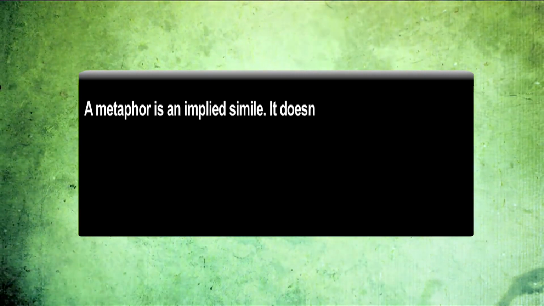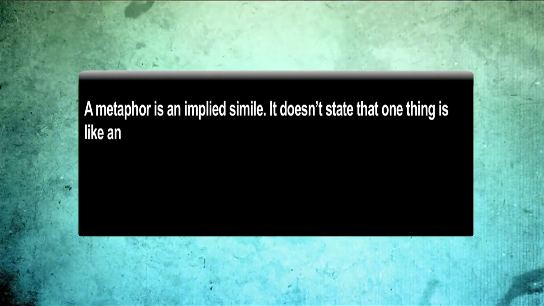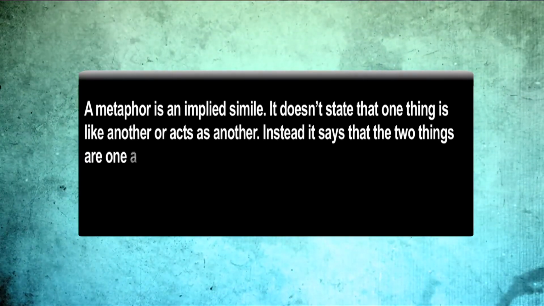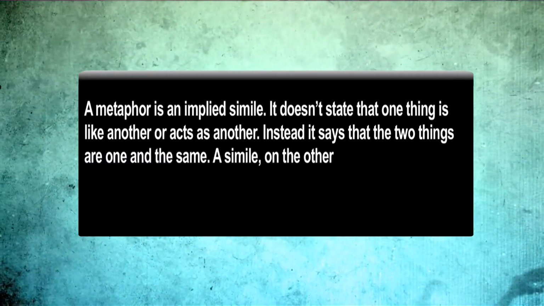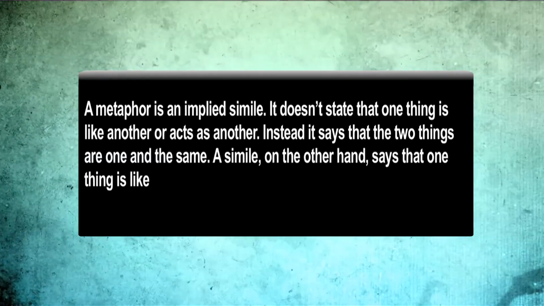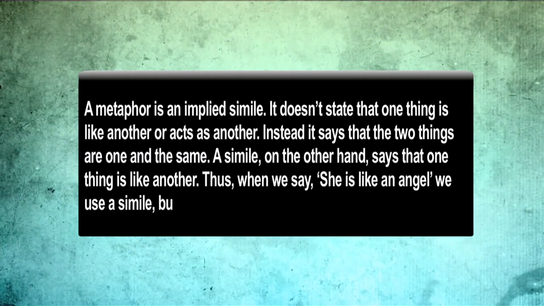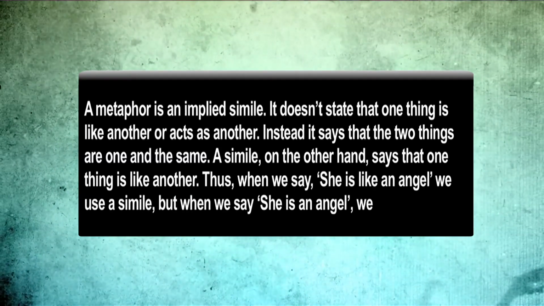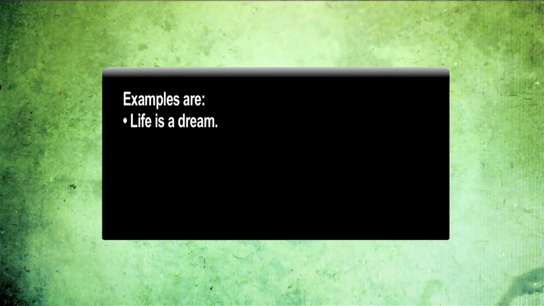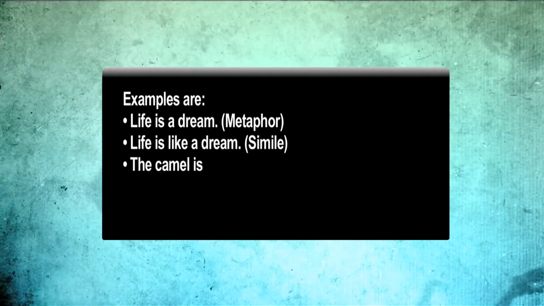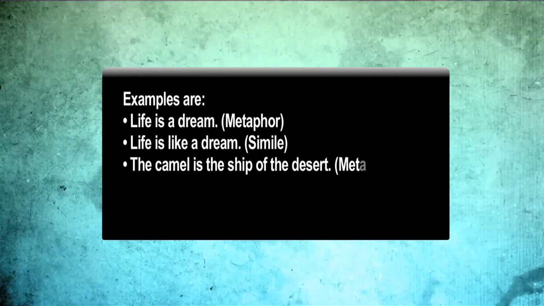Coming to metaphor, a metaphor is an implied simile. It doesn't state that one thing is like another or acts like another. Instead, it says that the two things are one and the same. A simile, on the other hand, says that one thing is like another. Thus, when we say "she is like an angel," we use a simile, but when we say "she is an angel," we use a metaphor. Examples of metaphor: life is a dream. Example of a simile: life is like a dream. Example of a metaphor again: the camel is the ship of the desert.